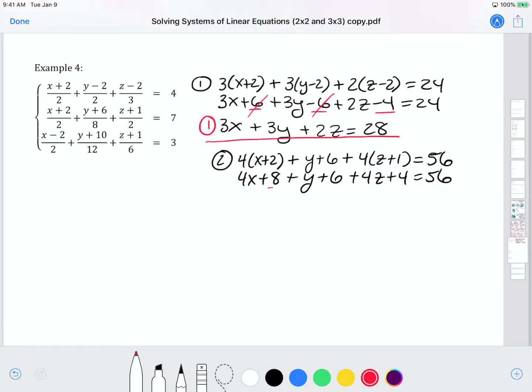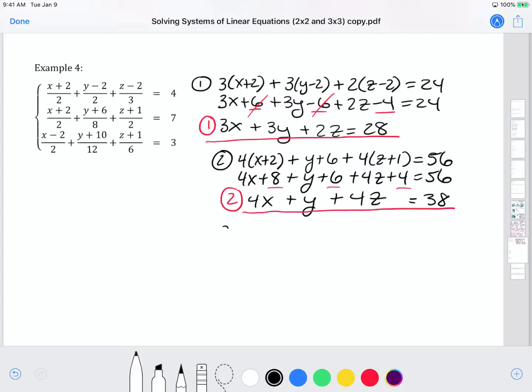So I want to take all my constants and subtract them and get it to the other side. So if I take 8 and 6, that's 14. And then plus the 4 gives me 18. So I want to subtract 18 from both sides. So on the other side, I'm going to have 38. And then on the left side, I'm going to have 4x plus y plus 4z. So this is my new equation 2.